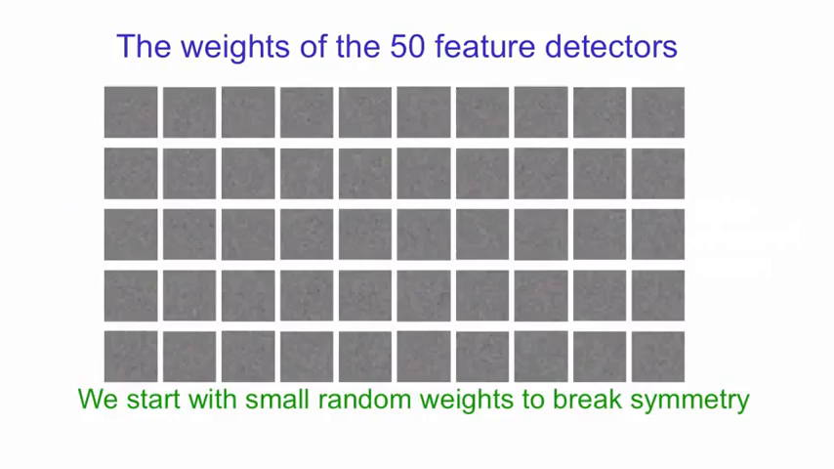So let's start with some random weights for the 50 feature detectors. We'll use small random weights, and each of these squares shows you the weights to the pixels coming from a particular feature detector. The small random weights are used to break symmetry, though because the update rule is stochastic, we don't really need that. After seeing a few hundred examples of digits and adjusting the weights a few times, the weights are beginning to form patterns.